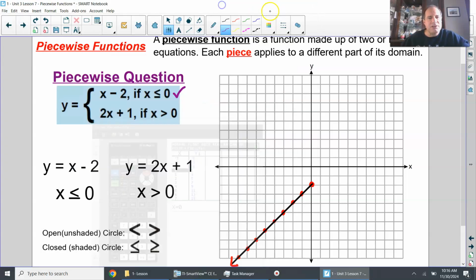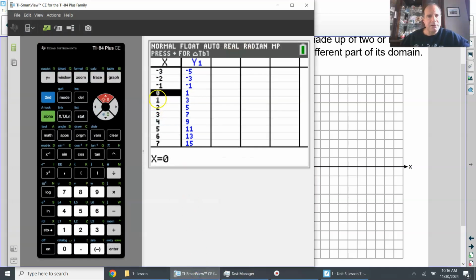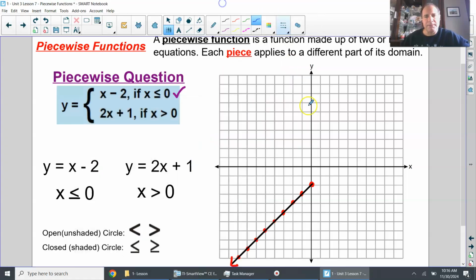And since it's just a greater than symbol, it is going to be an open circle. So I'm going to change the color of my pen and graph 0, 1. So 0, 1 is right here, and I'm going to put a nice big open circle. Right? Open circle because it's just greater than and not greater than or equal to.